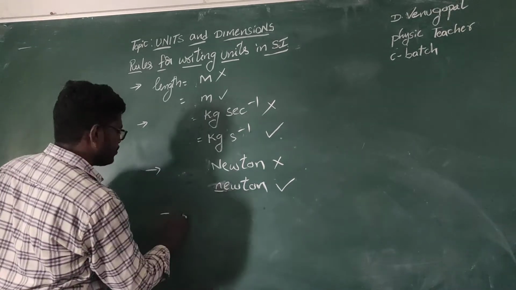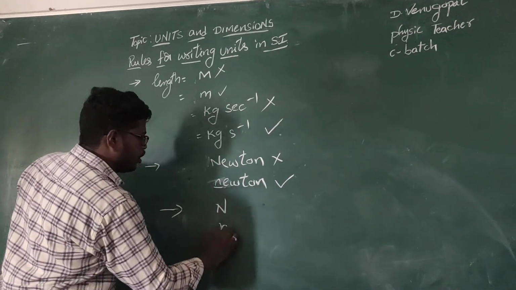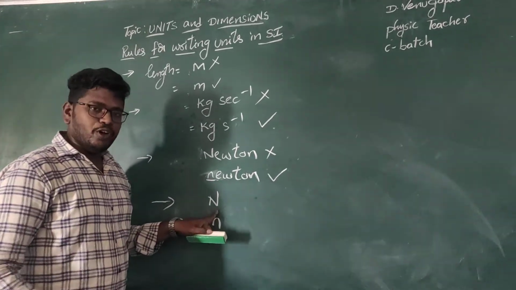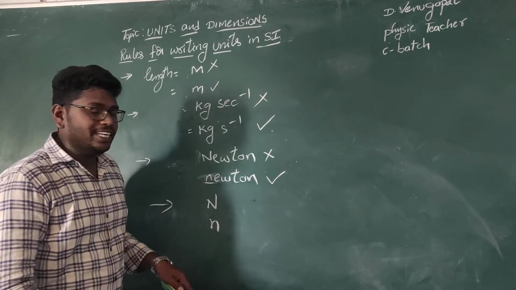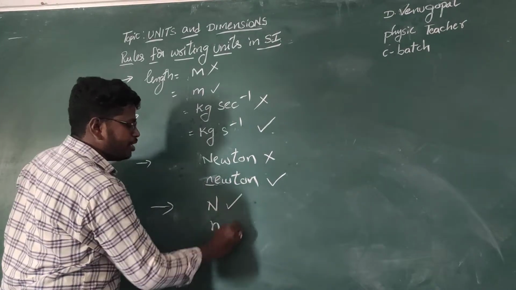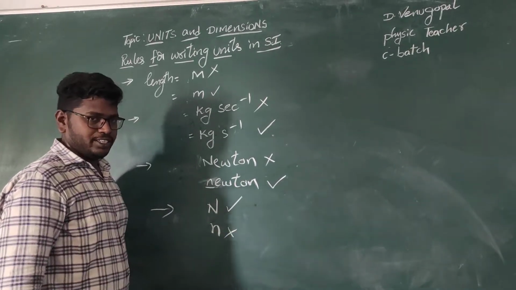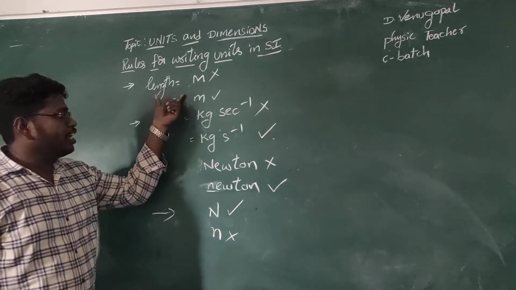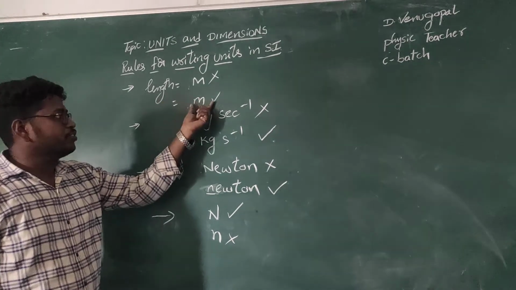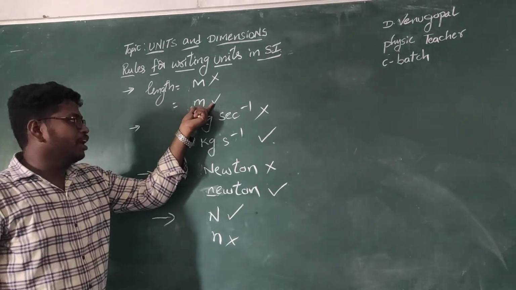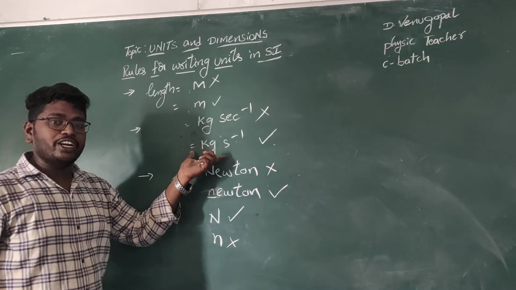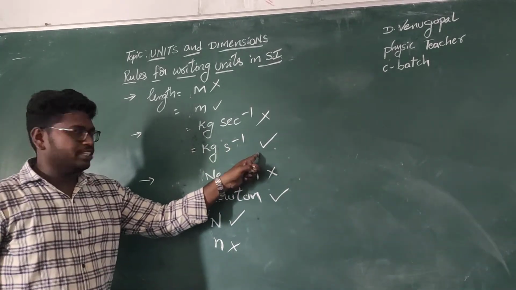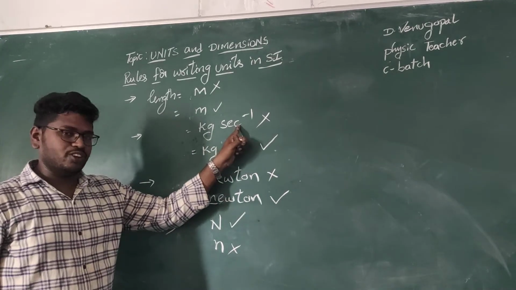And next, if you want to write the SI unit as a single letter symbol, we should write it as a capital letter, not with small letters. So these are the rules. What is the first rule? Whenever you want to write the SI unit of fundamental units, we need to write as a small letter, m. And if you want to write compound fundamental units, kg second inverse is correct. If you write it otherwise, it is wrong.